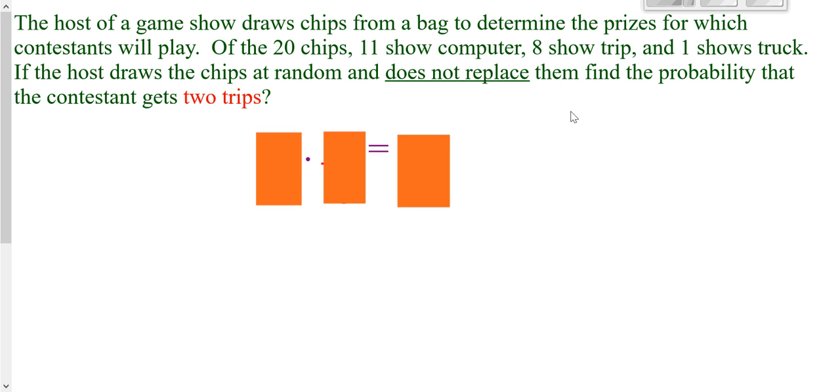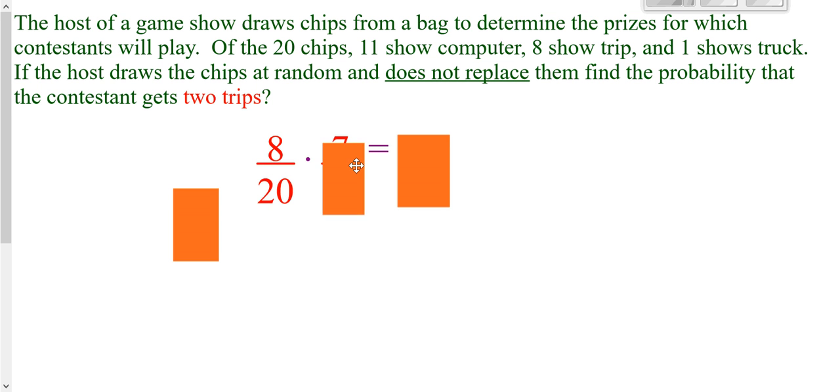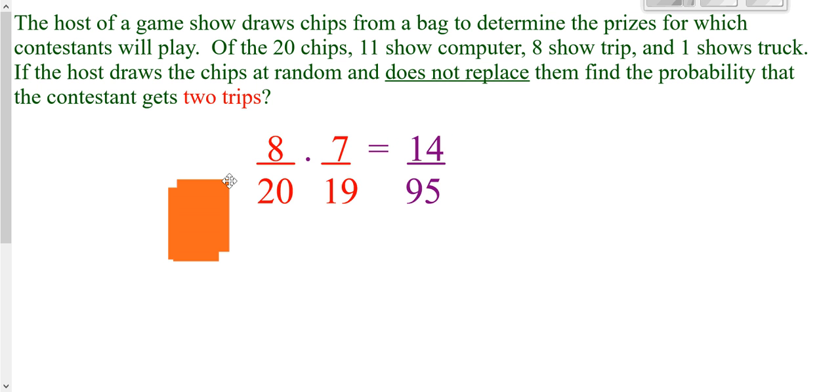So now, suppose we're not replacing and we want 2 trips. Same situation, we have 8 trips out of a total of 20, but 1 trip has already been selected here, so there's only 7 trips left out of a total of 19 possibilities, and we would get this.